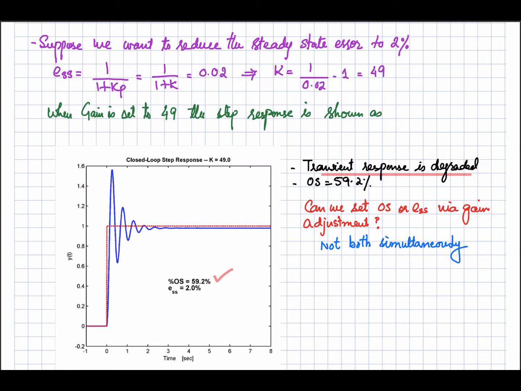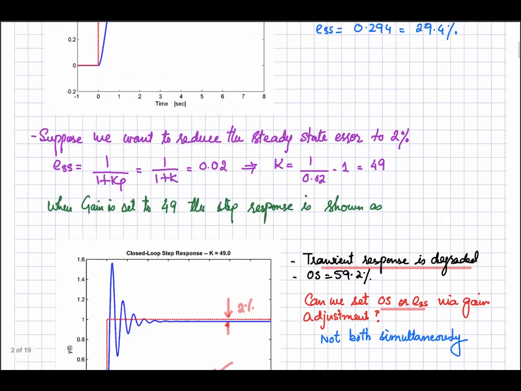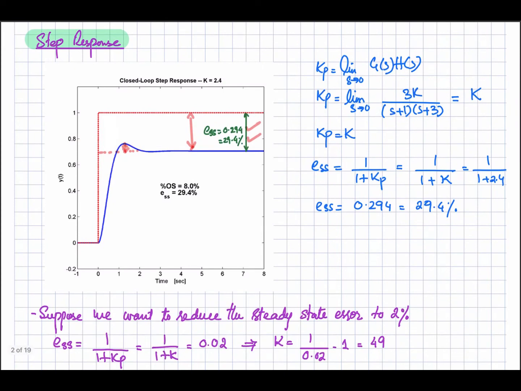So if you try to adjust the steady state error and you want to bring it into the range of 2%, your transient response is disturbed. So can we set overshoot and steady state error via gain adjustment? Not both simultaneously. You can adjust only one thing at a time, right? If you adjust the steady state error, your transient response will change. Or if you control the transient response, the steady state error will change. So they depend upon each other. By changing one, the other one will get changed.